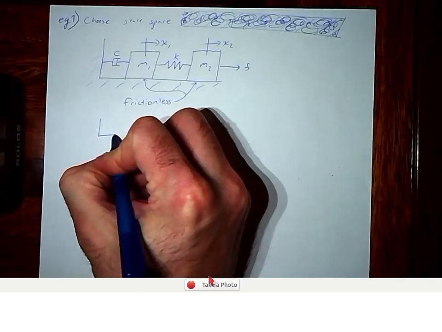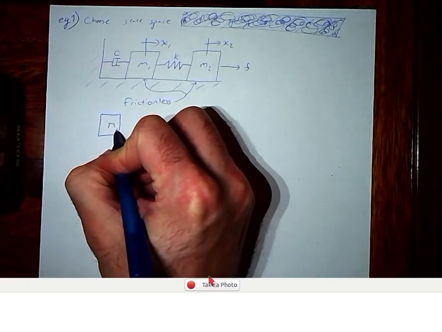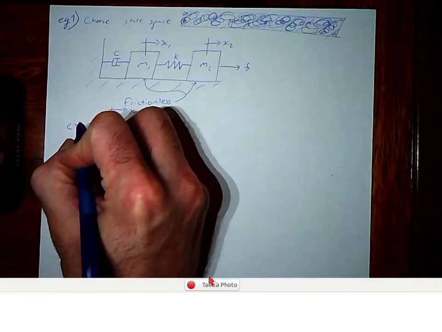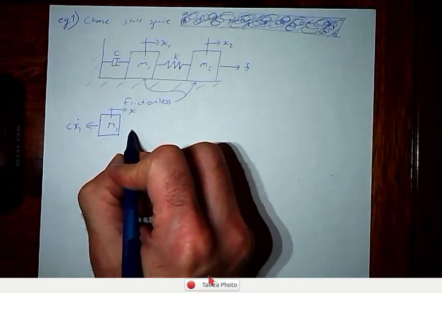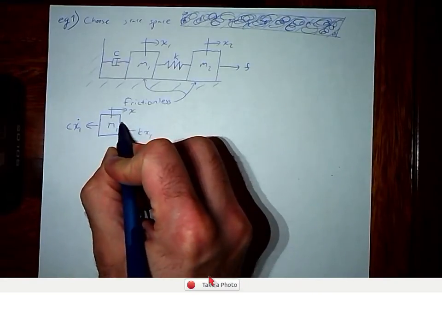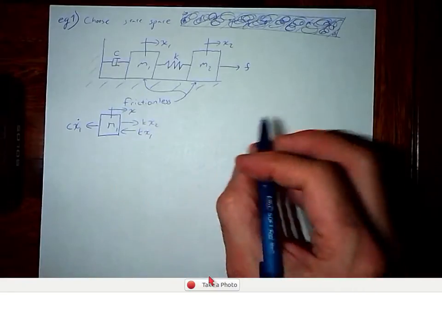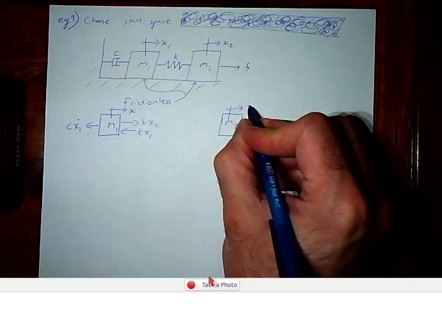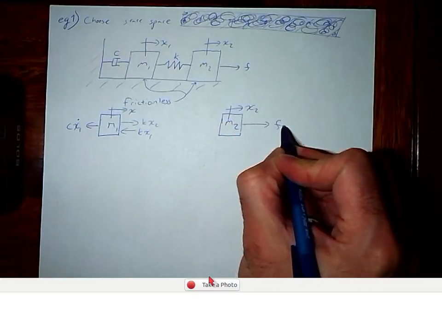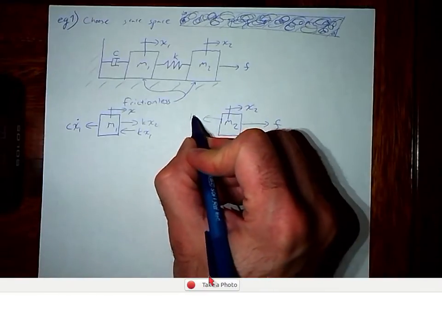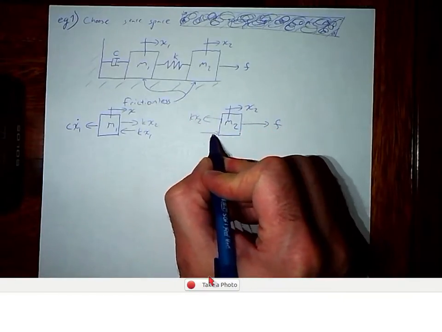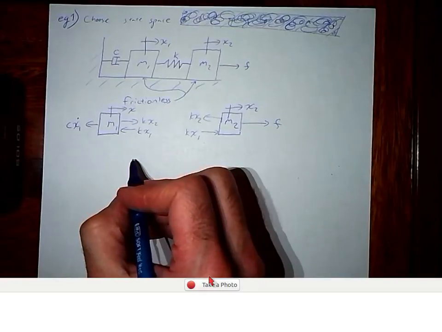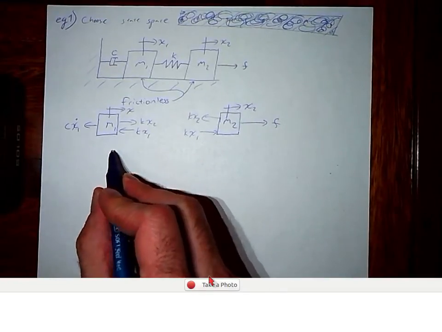So let me just draw the free body diagram for the masses. There's x1, and we have c times x1 dot, k x1 and k x2. And then for the other mass, m2, we have the external force, we have kx2 and kx1. So now the equations of motion will give us our differential equations.